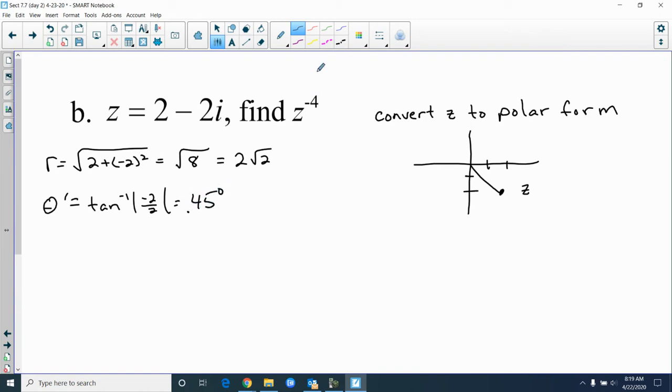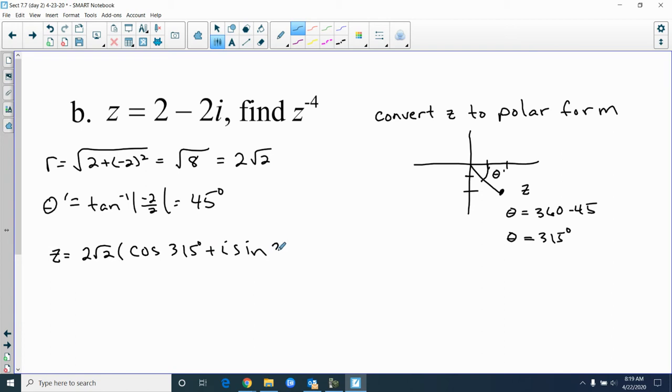Since it doesn't say anything about whether I need to be in radians, I'm just going to stick with degrees. That is this reference angle. But the actual direction angle has to be 360 minus 45, 315 degrees. So now here's where we're at with z. In polar form, it is 2 square root of 2, and then cosine of 315 plus i sine of 315.